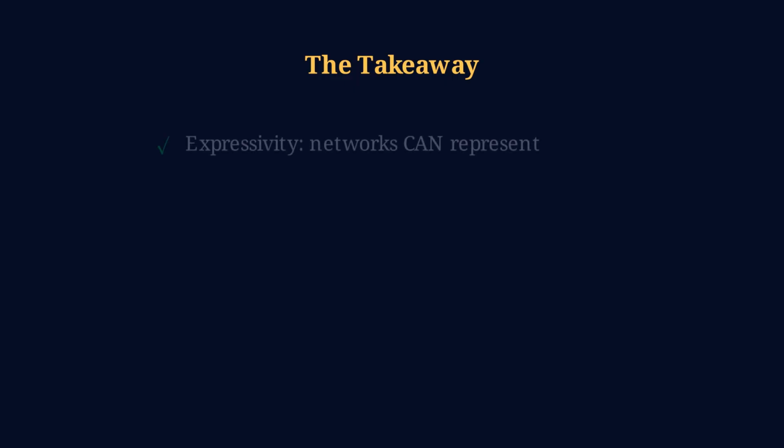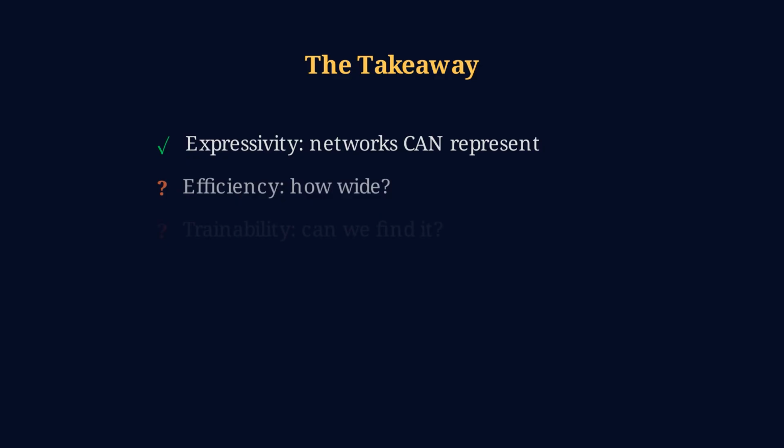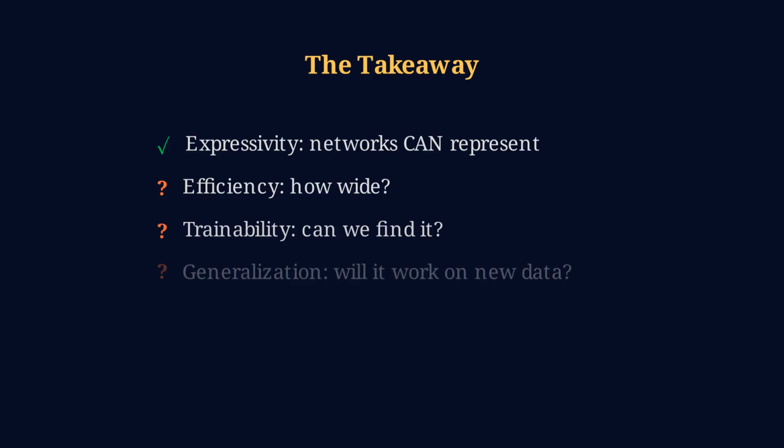The Universal Approximation Theorem tells us neural networks are expressive enough. That's important. It means we're not fundamentally limited by the model class. But the theorem is not a practical guide. It doesn't tell us how wide to make the network. It doesn't tell us how to train it. It doesn't tell us how to make it generalize. Those are engineering problems, not theoretical guarantees.